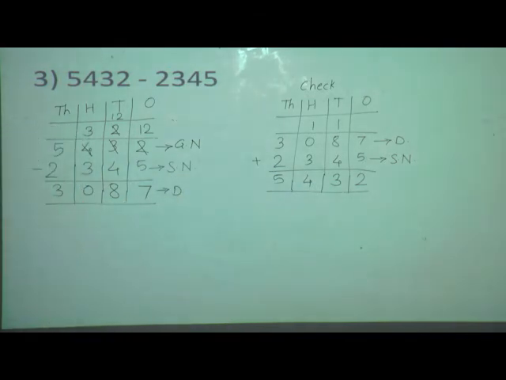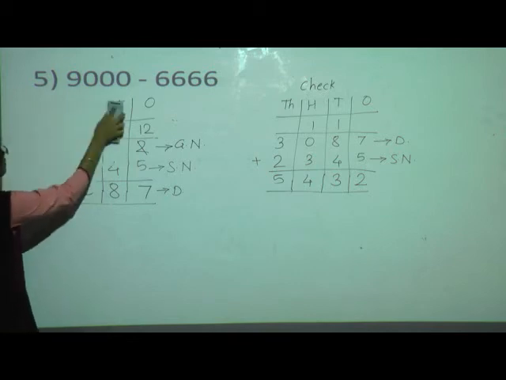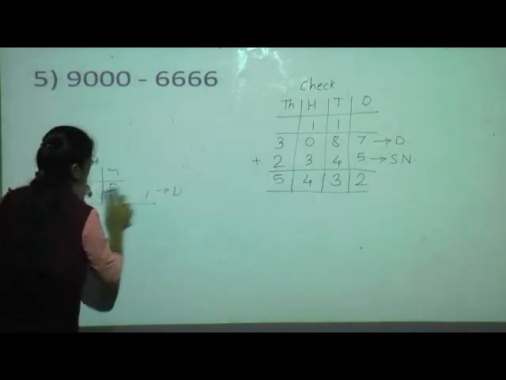Okay. So in this way we can check the answer. Then we will see the next, fifth one. See the number. What is the number? The first number is 9000.